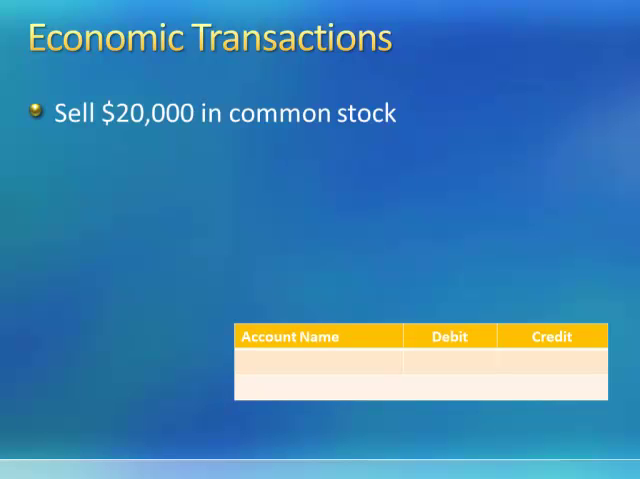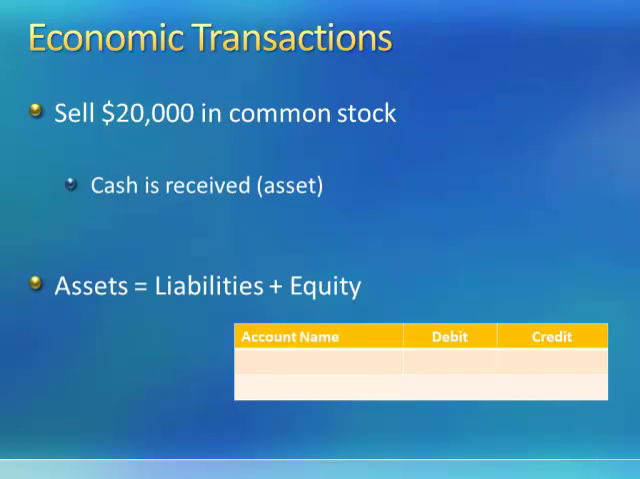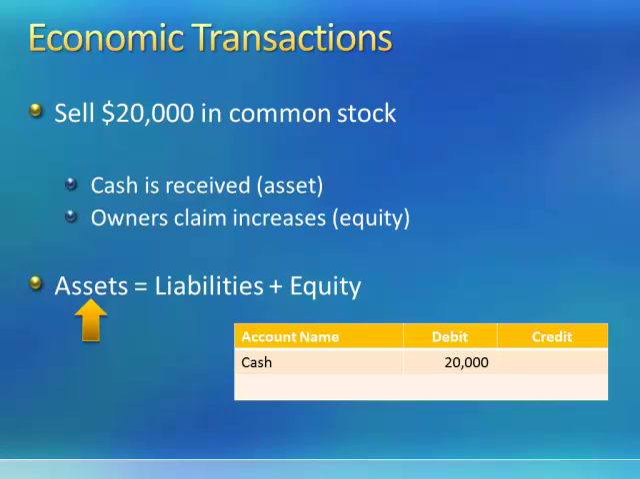Our next economic event is to sell $20,000 in common stock. Here we're receiving cash, an asset. An asset cash is increasing. So we'll debit cash $20,000. Assets increase with debits. We're also increasing the claim on the owner's business. The owner's claim is equity, so we increase the equity account common stock. Equities increase with credits, so common stock is credited by $20,000.